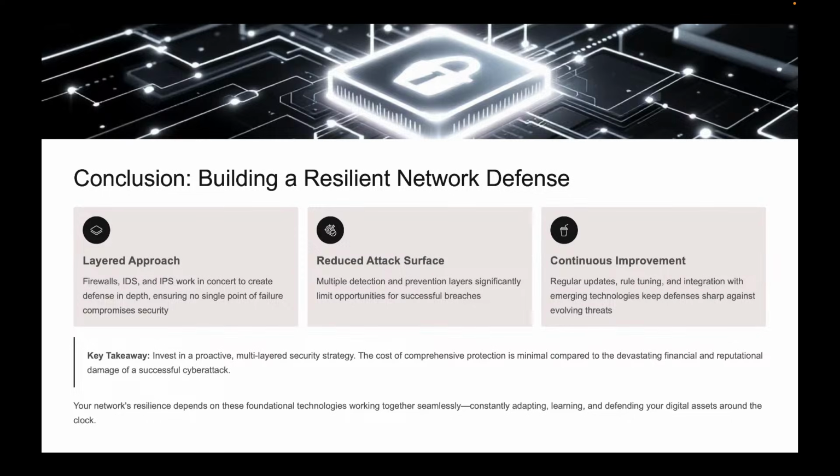Here comes the conclusion. The conclusion is nothing but how we have gone through more than 15 slides: what is a firewall, what is IDS, what is IPS, everything.